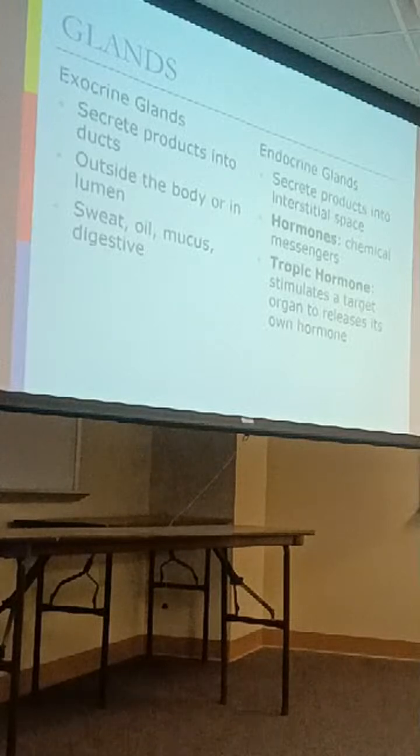So this is something that, again, we talked a lot about in A&P1: sweat and oil, and we'll be talking about spit and digestive juices, all that kind of stuff are exocrine glands. Endocrine glands, again, are going to communicate internally.